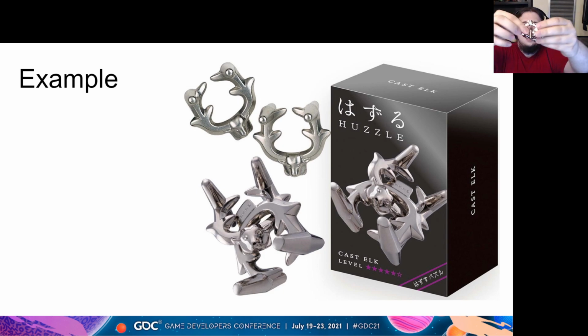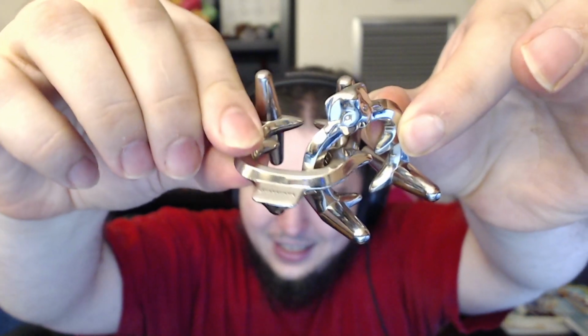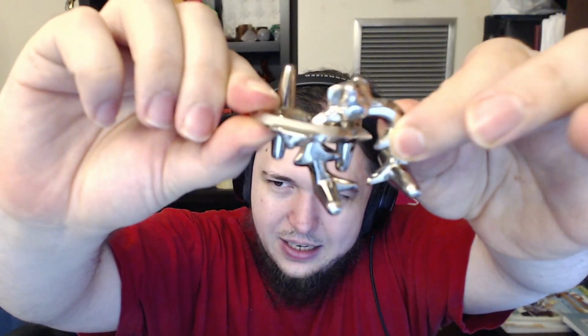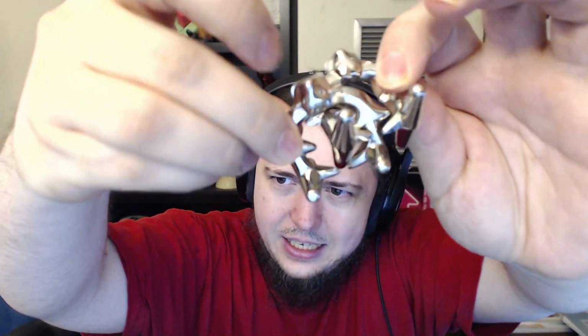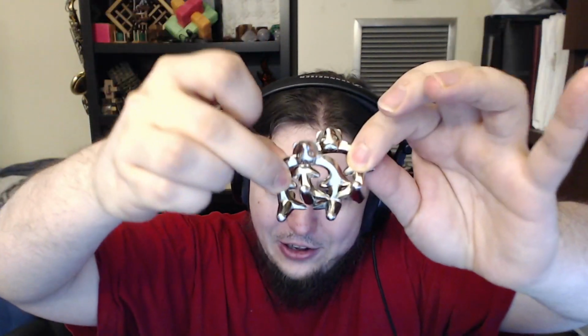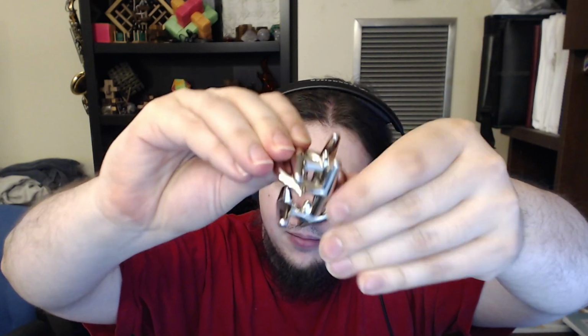Okay, here we go. So this is a puzzle called the Cast Elk. It's published by Hanayama. It's actually a really cool puzzle. There are these two interlocked semicircular, C-shaped rings that are themed like a deer with antlers, or an elk, I guess, is what it's called. You slip them past each other and then rotate them sideways a bit, and then they come apart. And you can reverse that to push them back together.